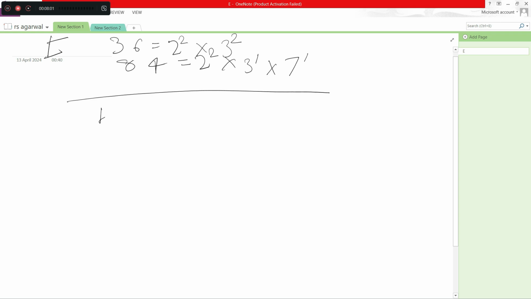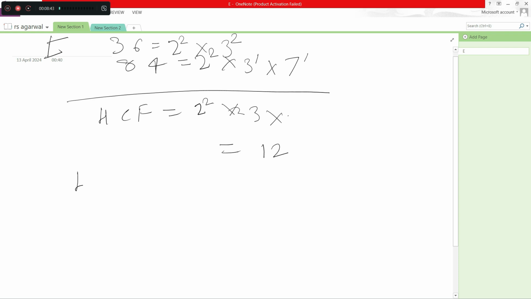Now we talk about HCF. Suppose we have taken 2 here. In 36 it is 2 square, in 84 it is 2 square, so we'll take 2 square only one time. Now in 36 it is 3 square, in 84 it is 3 to the power 1 only, so we'll take the lowest one. After that, in 36 there is no 7 and in 84 there is 7, so we'll not take the number 7 here. So HCF equals 2 square into 3, which equals 12.